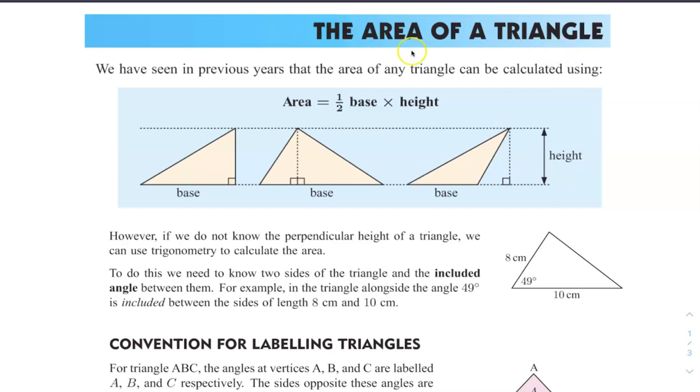The area of a triangle. Hope we've been doing area of a triangle for years now. Area of a triangle is 1/2 base times height. That's the most common area of a triangle formula we know, right? But the one thing about that formula is that it requires the height.